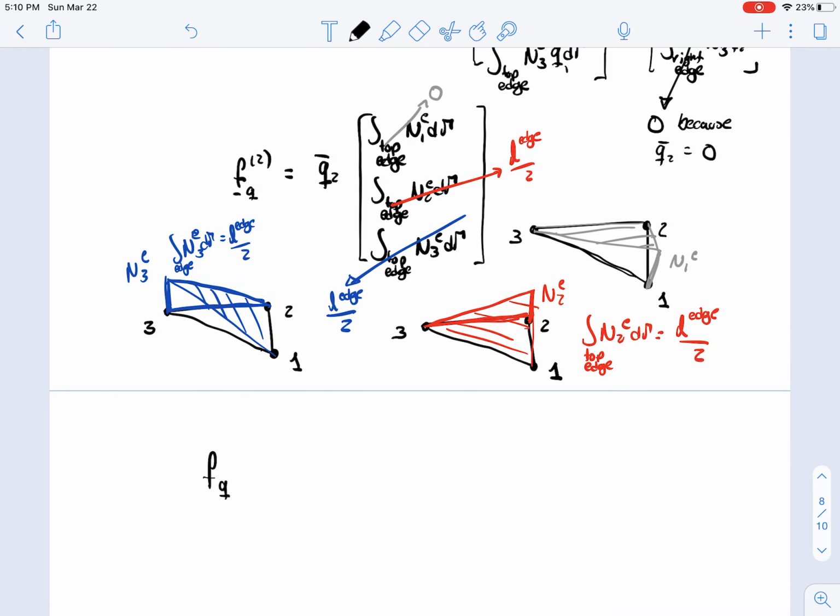So finally, FQ of element 2 is going to be Q bar, which is 20, times the first shape function, which is 0 over the top edge, and then for the other two it is just the length of the edge, which is 2, over 2, so I'm just going to end up with 1.